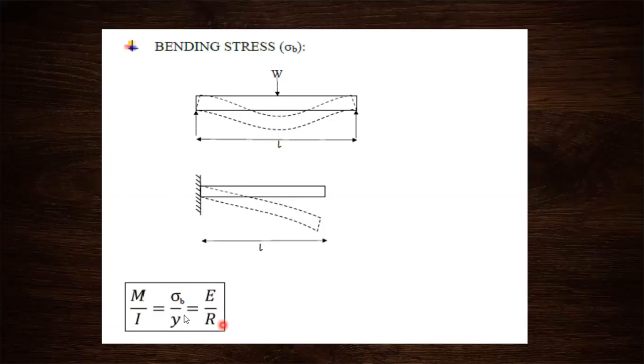This formula will be helpful for calculating the bending stress, and it is called the flexural formula. We will use these formulas for determining any one of the unknowns. For example, if you don't know the moment, or if you want to determine the bending stress, we will use this formula.